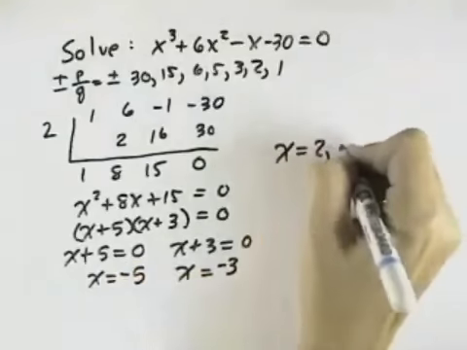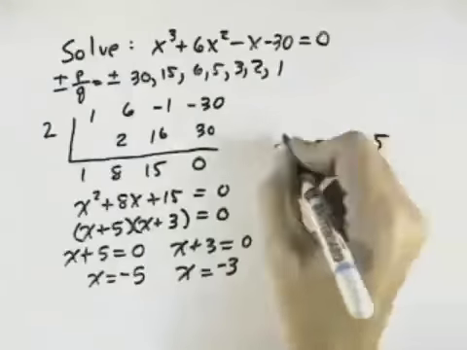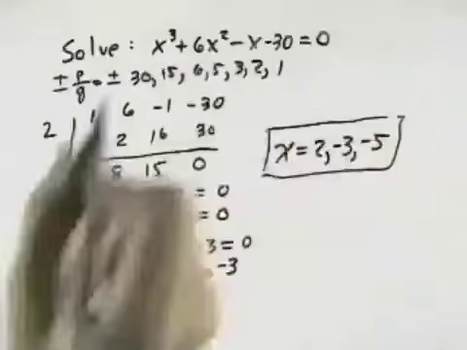So x equals 2, negative 3, and negative 5. Those are the three solutions to this equation.